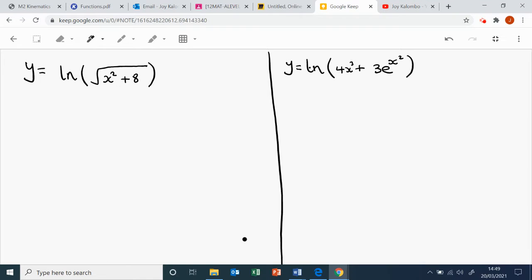In this video, we are going to differentiate these two functions using the chain rule.